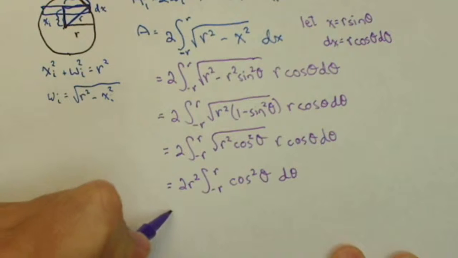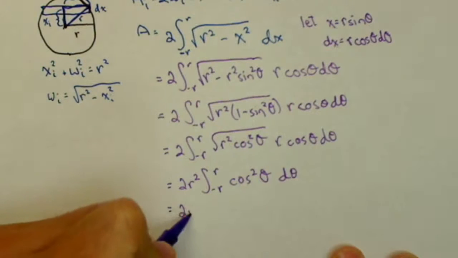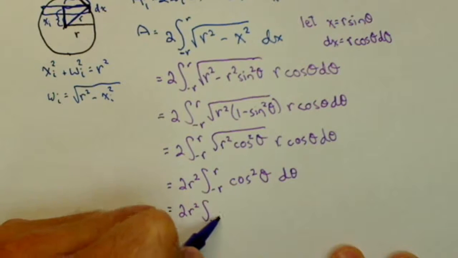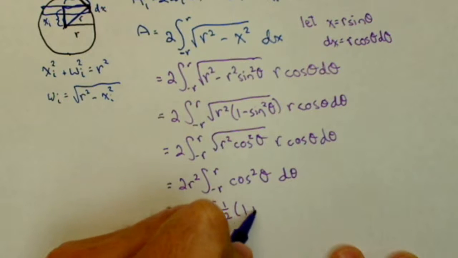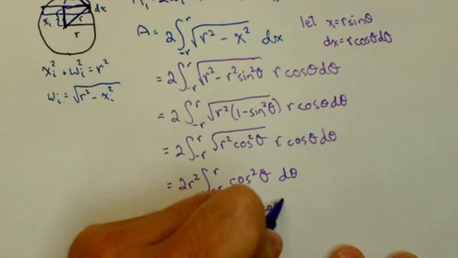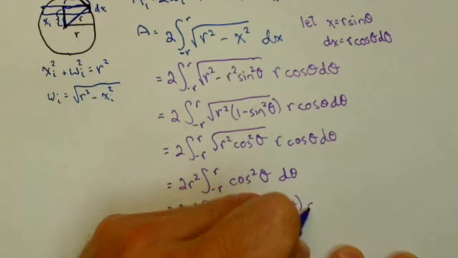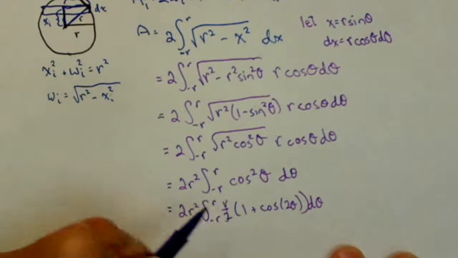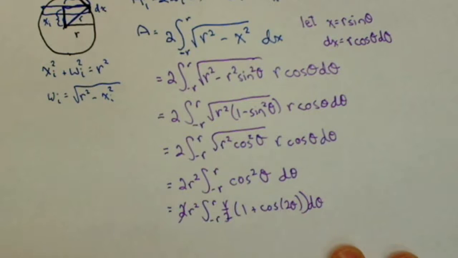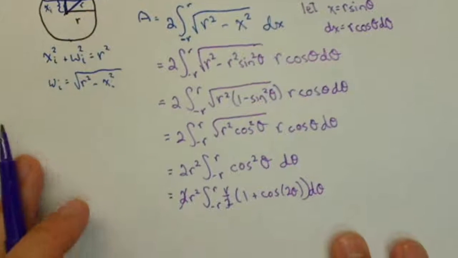So, to finish solving this thing, we have to be able to take the antiderivative of cosine squared theta. Tables of integrals is one way of doing that, but we also could do it using a trig identity. In fact, cosine squared theta is equal to 1/2 times 1 plus cosine of 2 theta d theta.